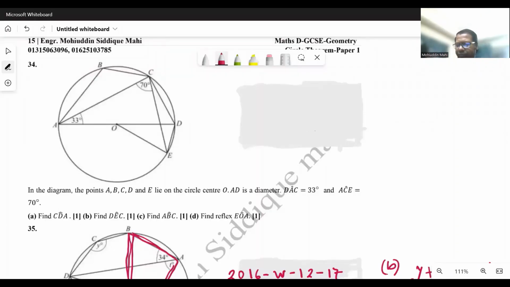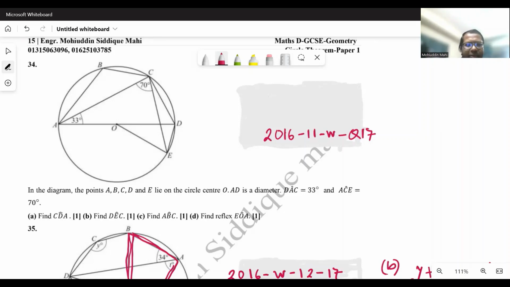Question 34 is taken from 2016 winter 1-1, and this is question number 7. At first, we need to find out all the information given. CDA.